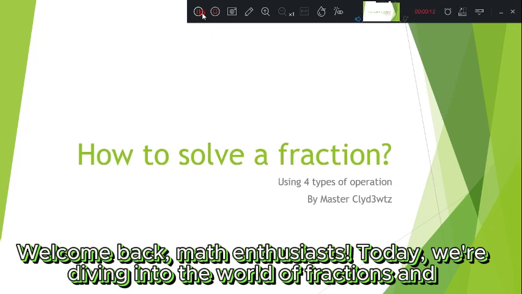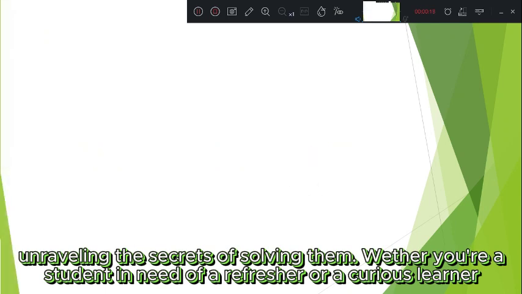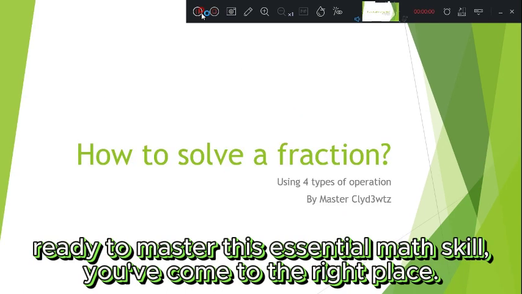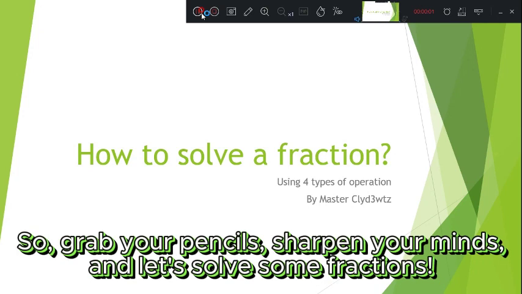Welcome back, math enthusiasts. Today, we're diving into the world of fractions and unraveling the secrets of solving them. Whether you're a student in need of a refresher or a curious learner ready to master this essential math skill, you've come to the right place. So, grab your pencils, sharpen your minds, and let's solve some fractions.